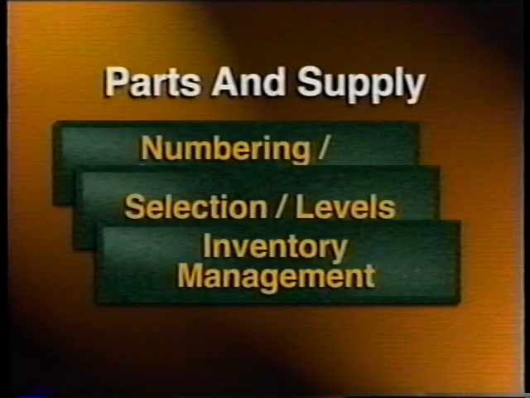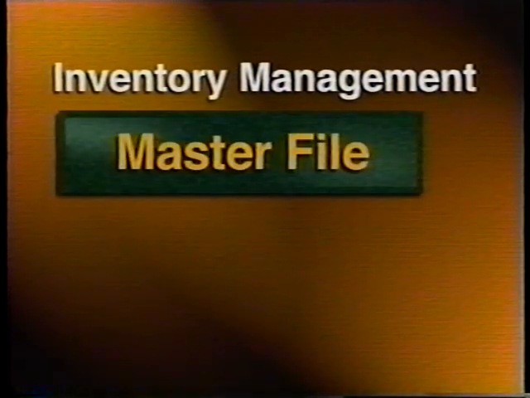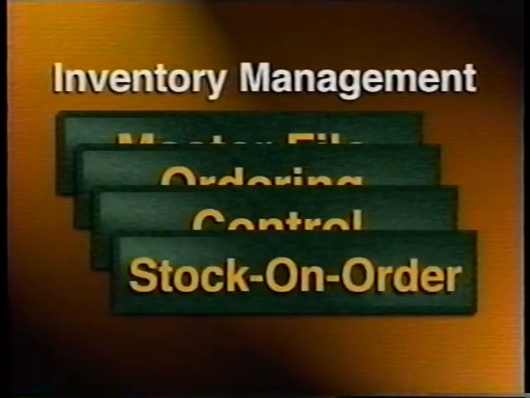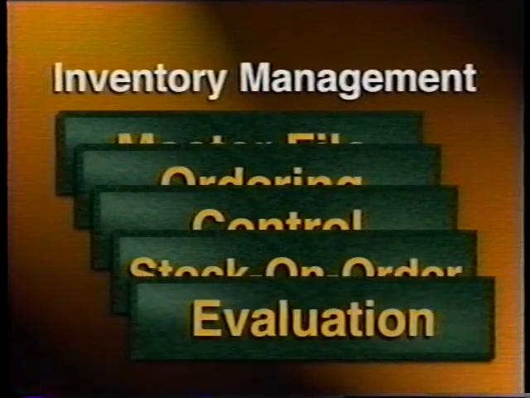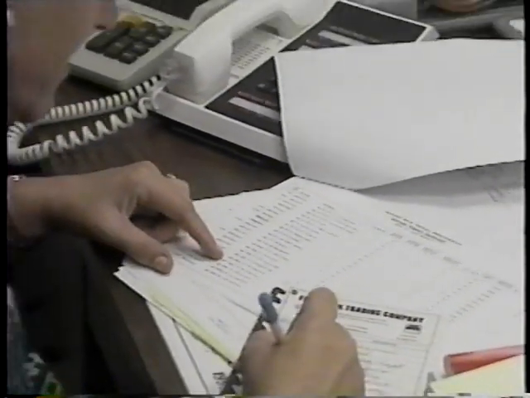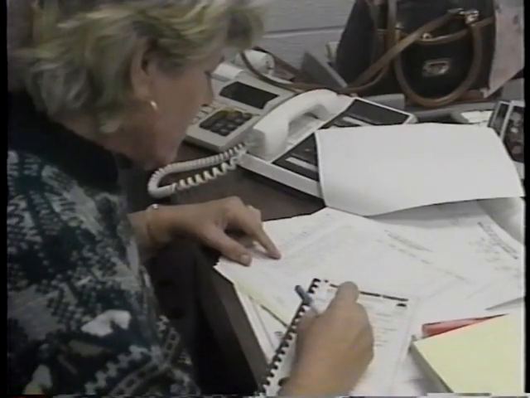The next key phase is parts and materials inventory management. This requires careful upfront planning. Effective inventory management ensures that inventory levels are kept at the most economical point. The key components of an inventory management system are parts master file, parts ordering, parts control, stock on order control, and inventory evaluation. The parts master file is the principal source of information about all parts stocked.